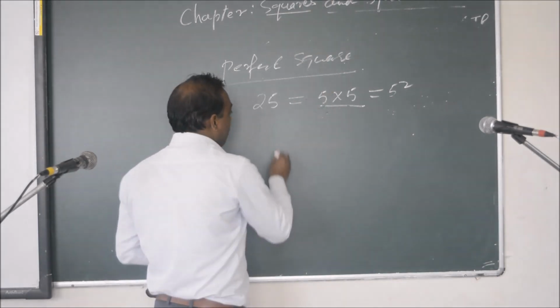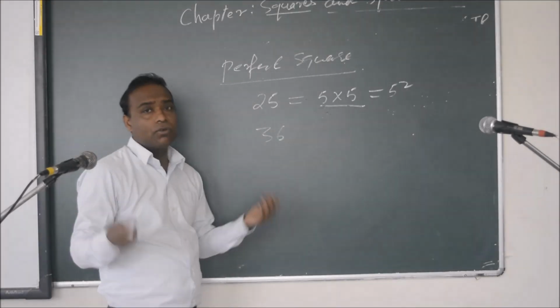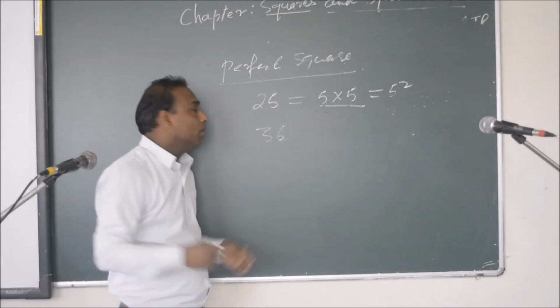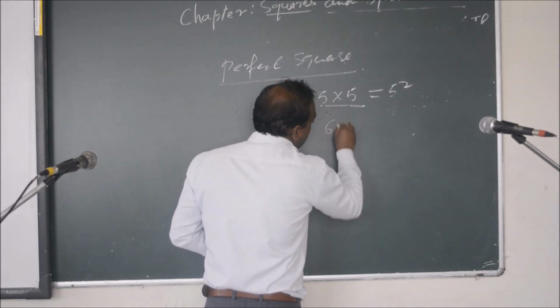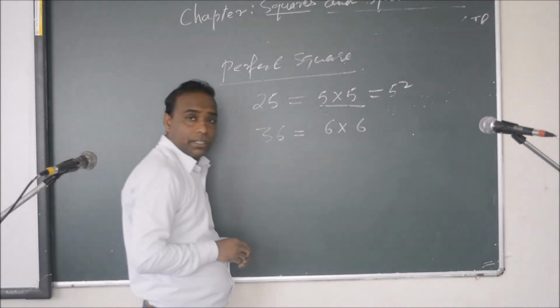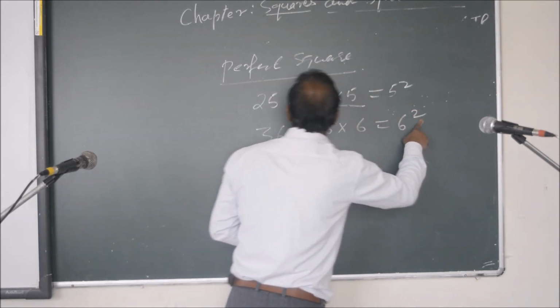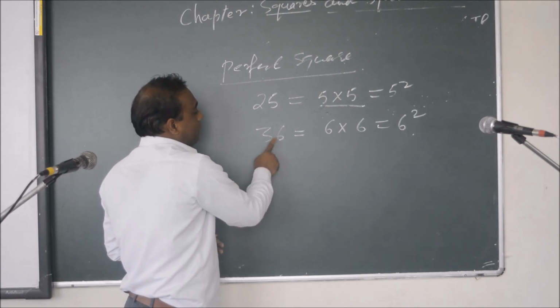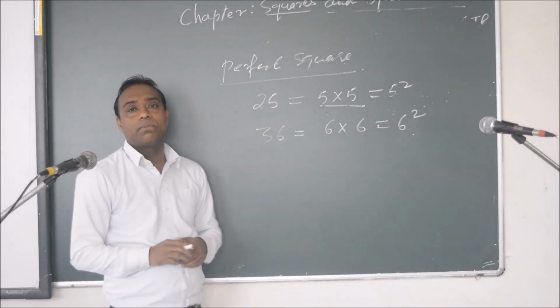In the same way, let's take another example, 36. Is 36 a perfect square? Yes. How? If you see 36, you can take a 6 and multiply it with 6. Then it becomes 6 squared. So 6 squared is 36. That is why 36 is also a perfect square. These numbers are known as perfect squares.